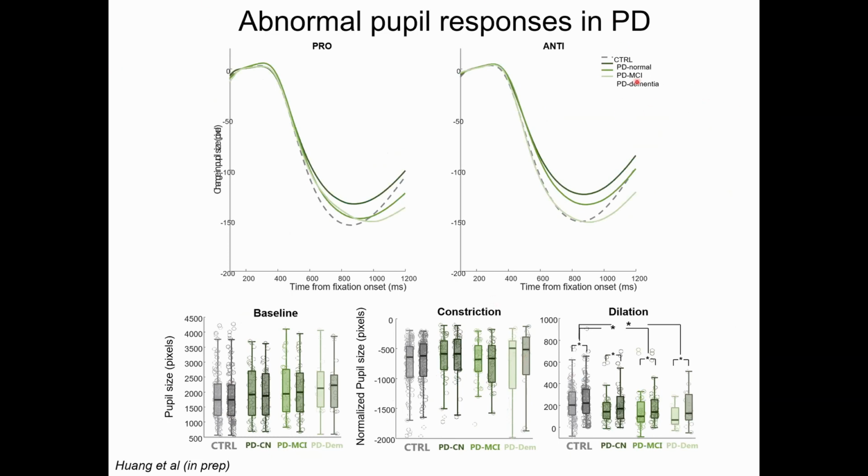We can do these same kind of games with the Parkinson's cohorts here. As we scaled with cognitive abnormality, it was really the dilation that was the only one that was affected. We saw no difference with baseline, no difference with the constriction responses, but we get a dilation difference with the MCI in the demented Parkinson's group.